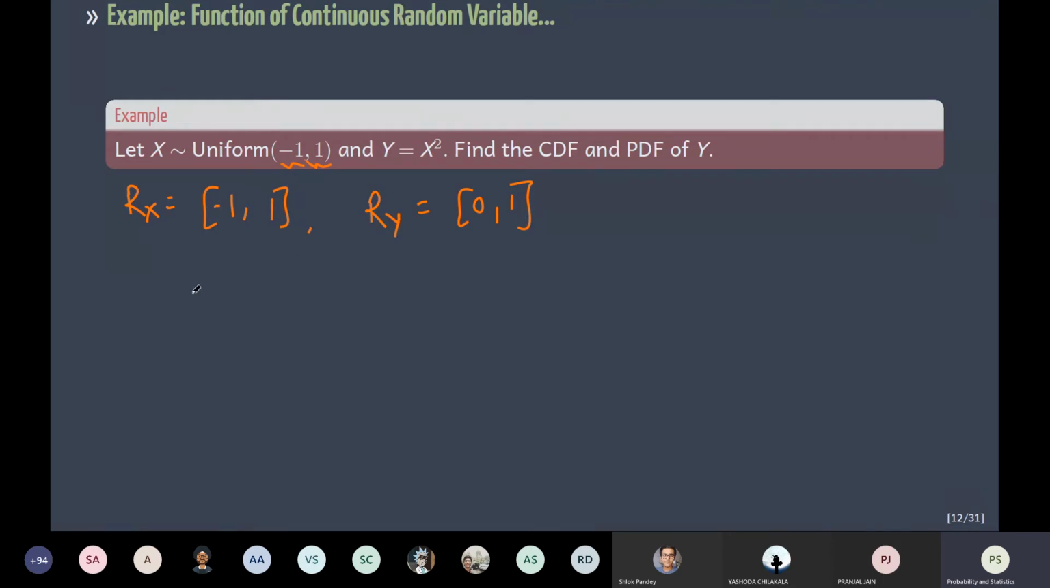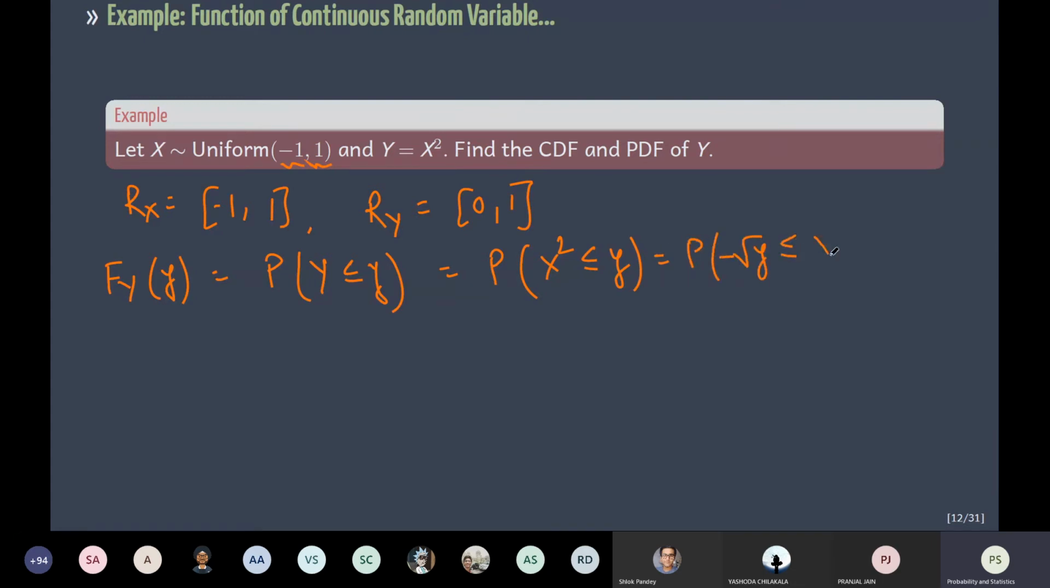And because this is x squared here, to compute F_Y(y), which is the probability that Y is less than or equal to y, which is equal to the probability that x squared is less than or equal to y, this is the same thing as saying the probability that minus square root y is less than or equal to x, which is less than or equal to square root of y. Okay, so that's the same thing.